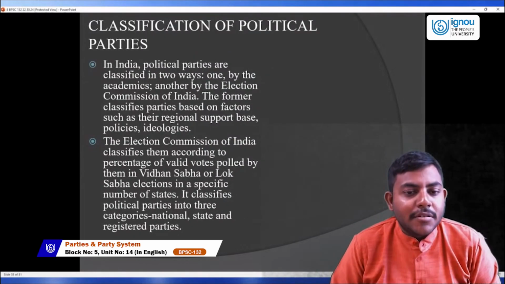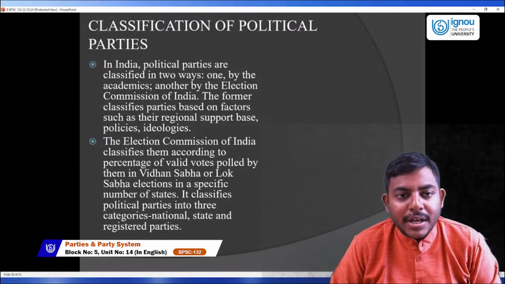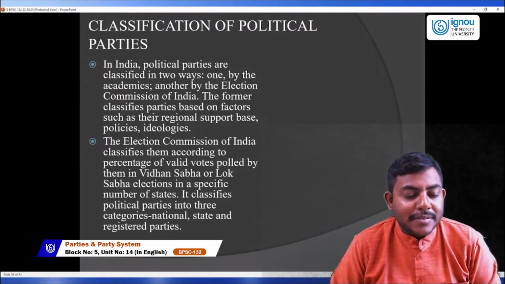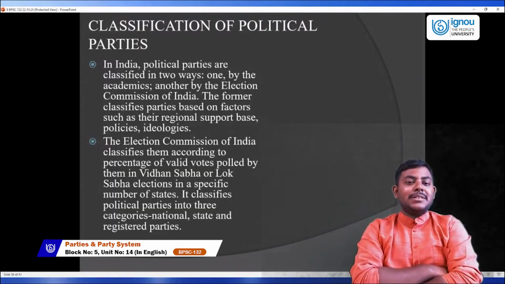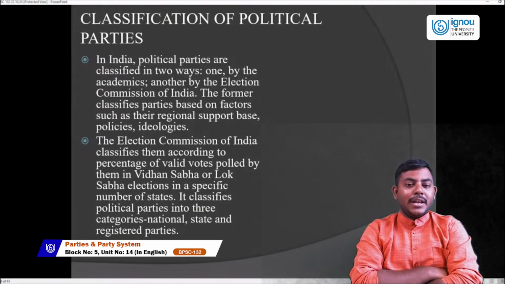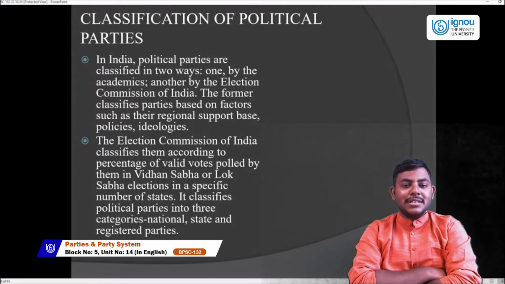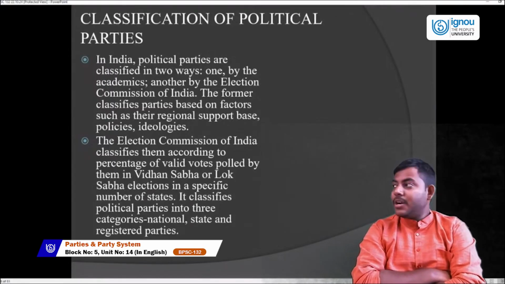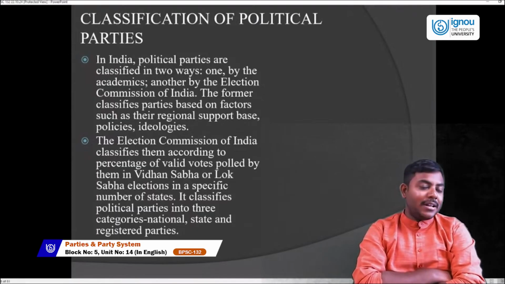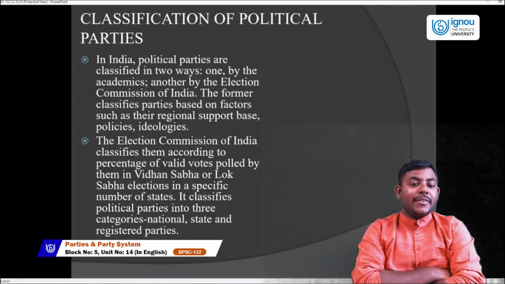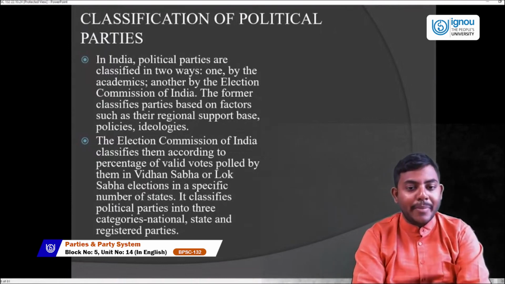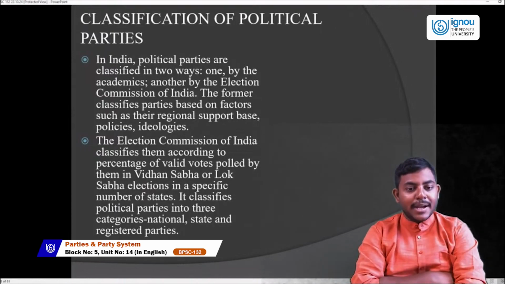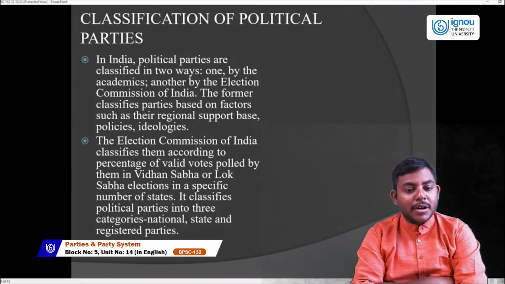So, classification of political parties. In India, political parties are classified in two ways. One by the academics, another by the Election Commission of India. The former classifies parties based on factors such as their regional support base, policies, ideologies, etc. The Election Commission of India classifies them according to the percentage of valid votes polled by them in Vidhan Sabha or Lok Sabha elections in a specific number of states.